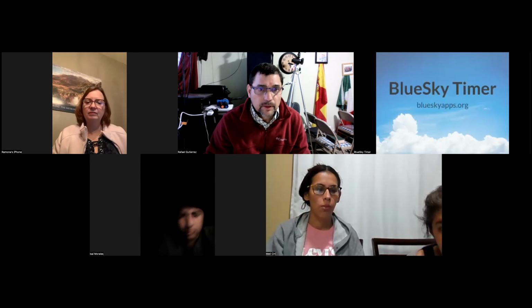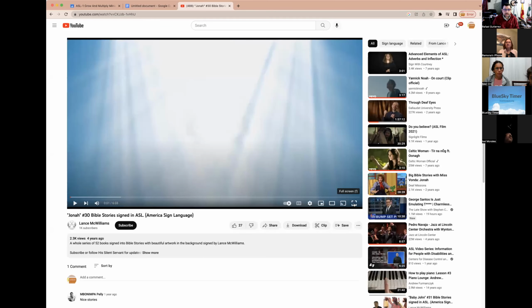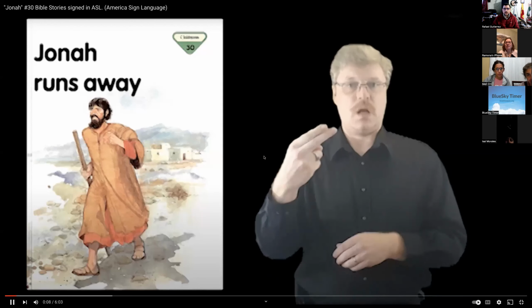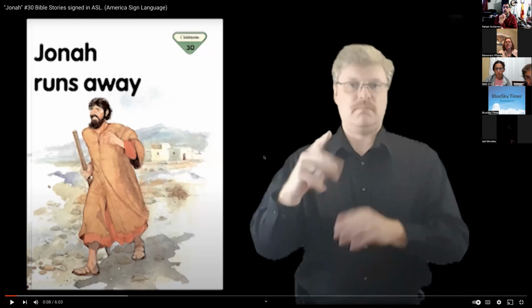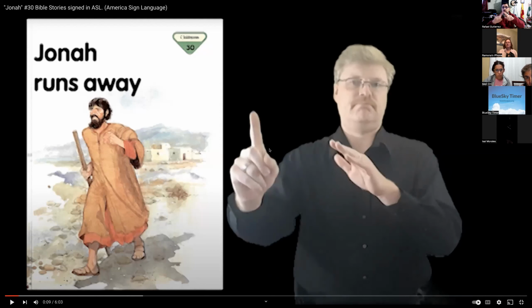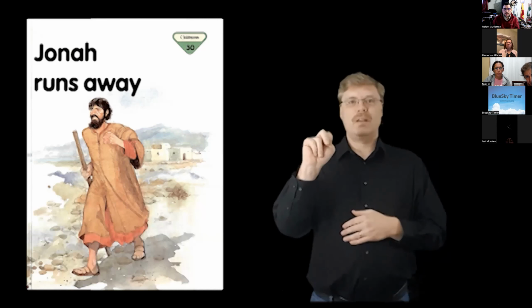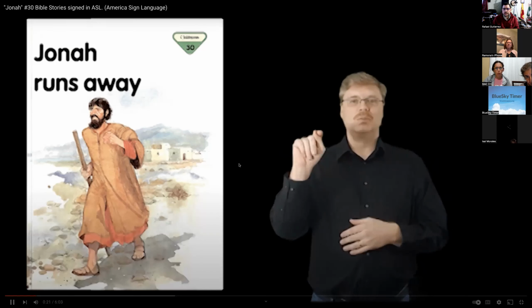All right, here we go. So this is the book of Jonah. And this is runs away. You open your hands, and your index and your middle finger, and you enter there the index from the dominant hand, and you move it: run away. He ran away. And the story is written by Penny Riggs. The drawing, Tony Morris made the drawing.